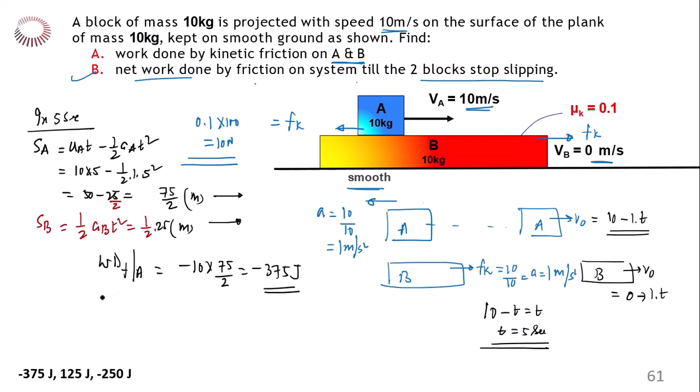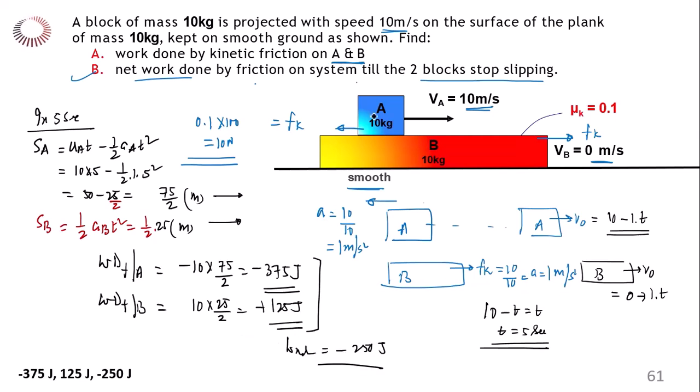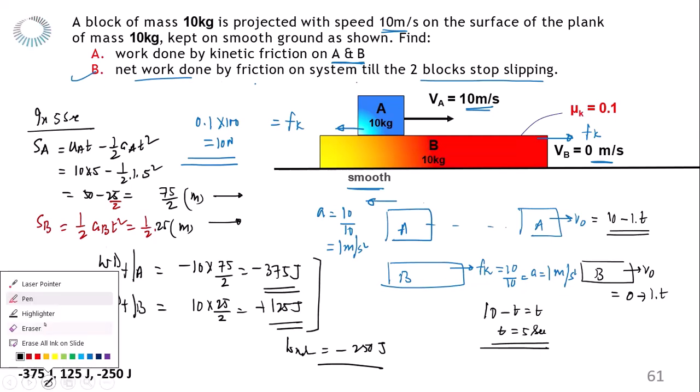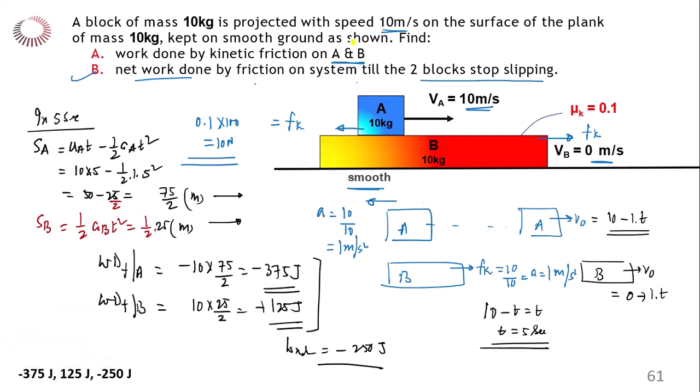Okay. Similarly, work done by friction on B is how much? That is equal to plus 10 into 25 by 2 means plus 125 joule. Okay. So now add this to that with the net. So these are the typical problems where you have to apply the concept. Okay. So what is asked over here, you are asked to calculate the net. So last line is very, very important. What the last line says is the work done by the friction on the system till the two blocks stop slipping.